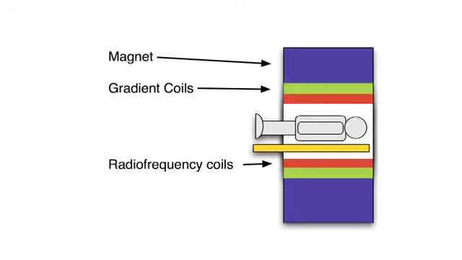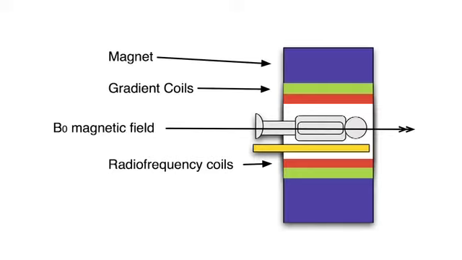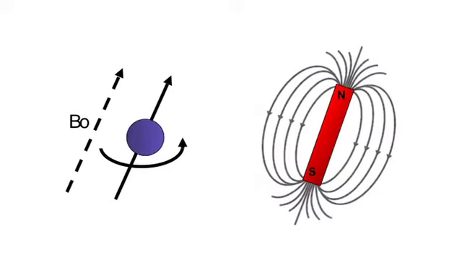Now in the scanner, the basic magnetic field, we call it B0, runs along the z-axis, the same direction the patient is lying. Consequently, the spins on the tissue's protons are now precessing, like a gyroscope, at a frequency directly related to the strength of the magnetic field B0.